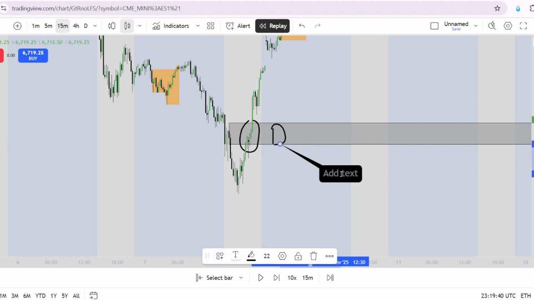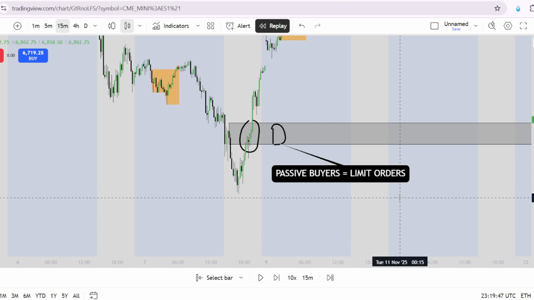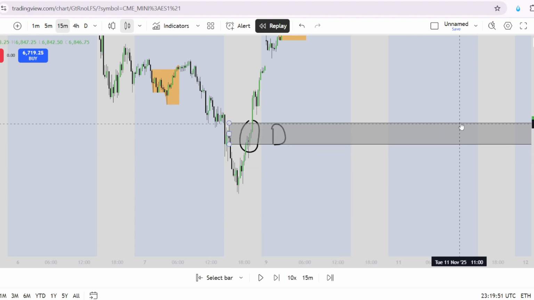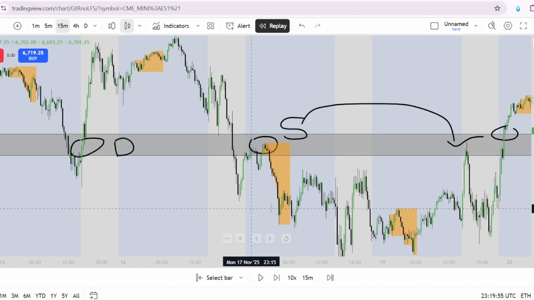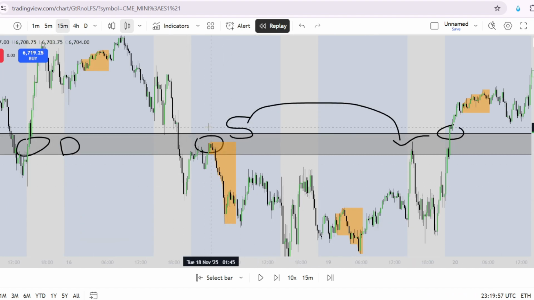So we have passive buyers, or buy limit orders. For me to establish a key level in the market, there must be limit orders resting at that area. So between 67.15 and 6700, this is where there were limit orders. Again, you can go back and backtest this.